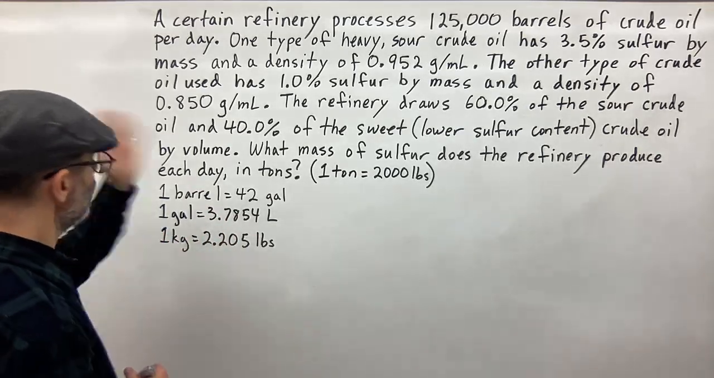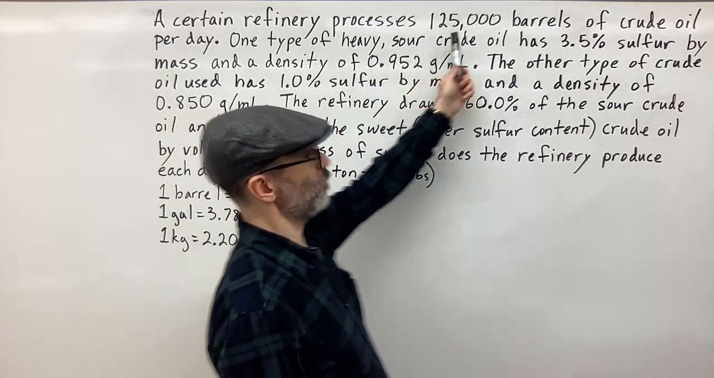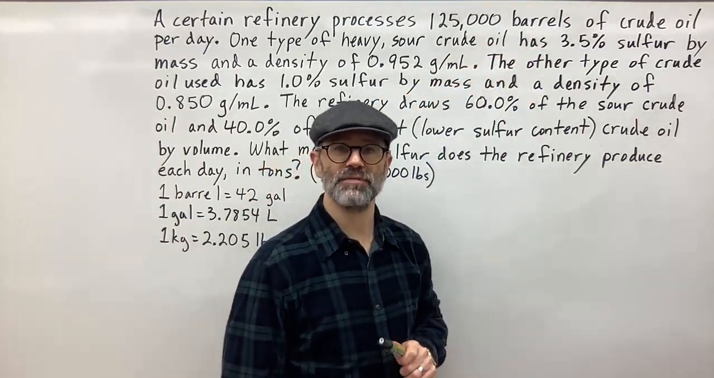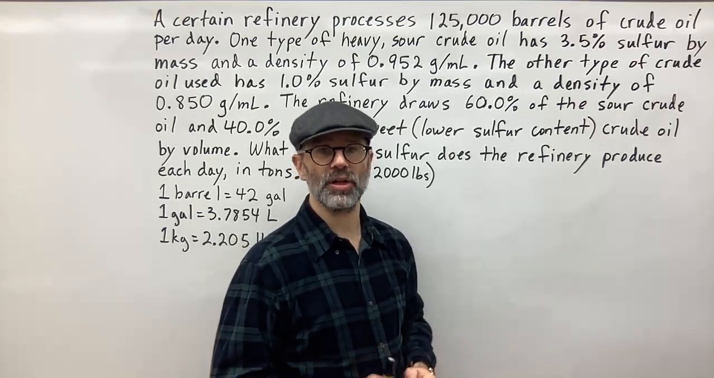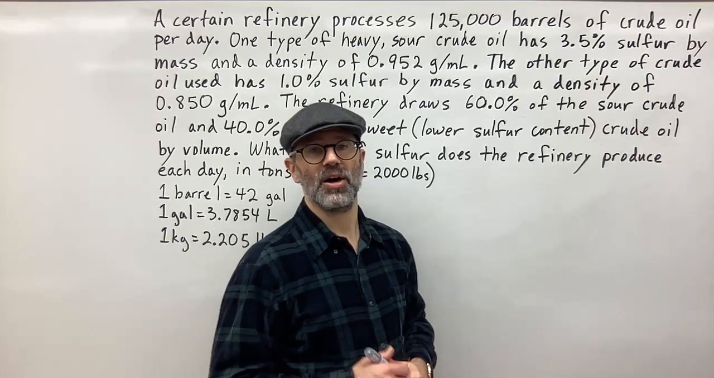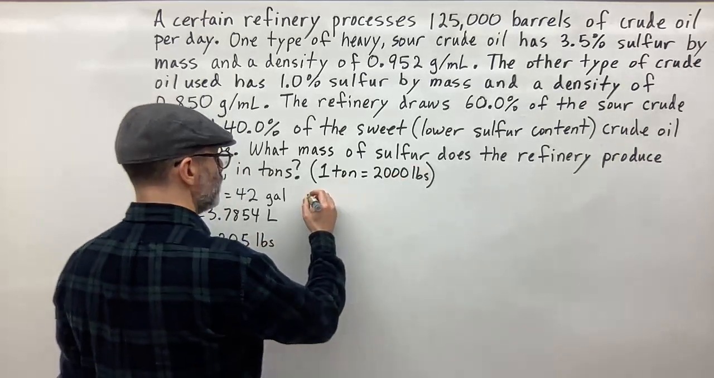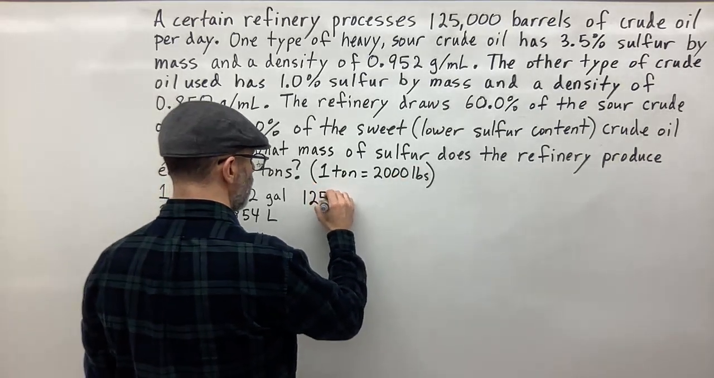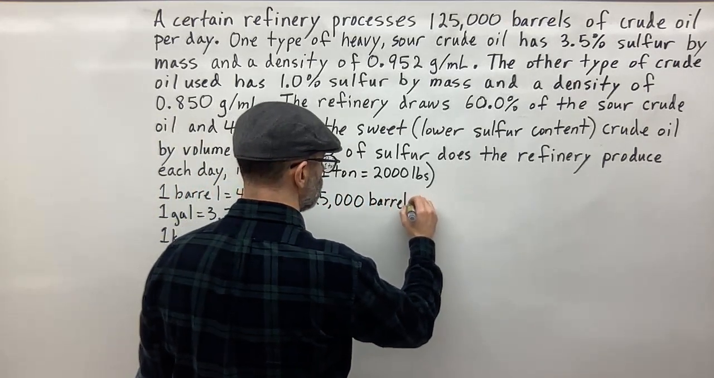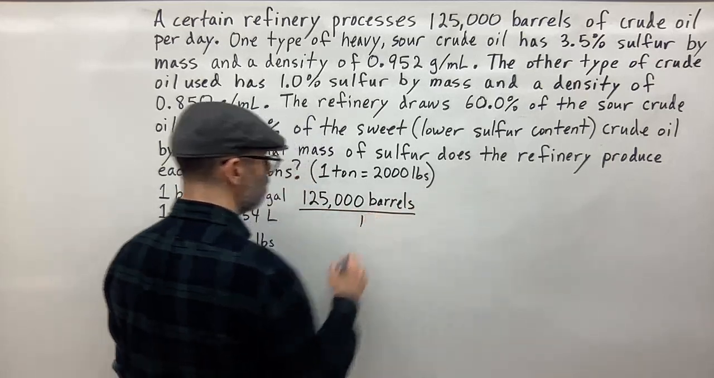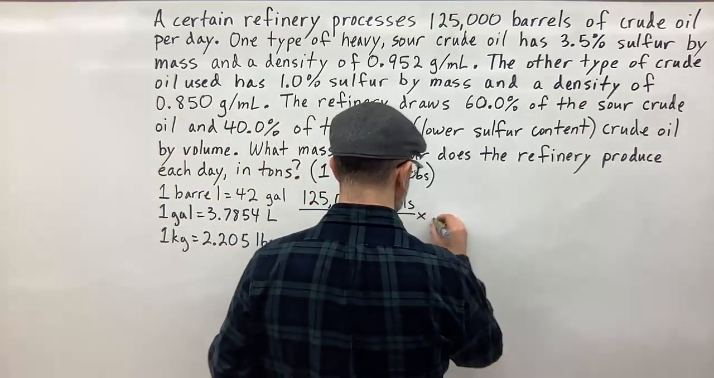So let's go ahead with the more sour. So we know that the volume is 125,000 barrels per day. 60% of that is the sour crude oil. 40% of that is the sweeter crude oil. So let's go ahead and do the sour first. So we're going to start with 125,000 barrels. We're going to put that over 1. And 60% of that is the sour crude oil. So we're going to have to use that as a conversion factor.